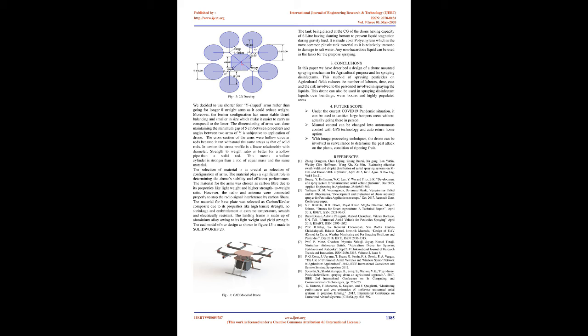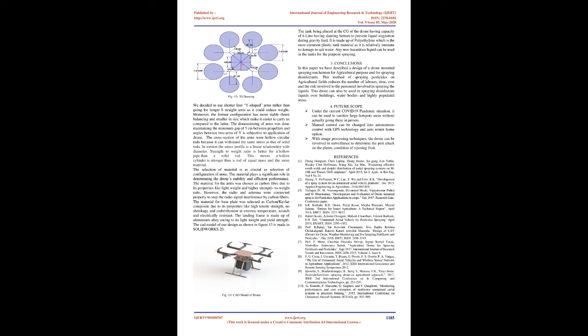The selection of material is as crucial as selection of configuration of arms. The material plays a significant role in determining the drone's stability and efficient performance. The material for the arms was chosen as carbon fiber due to its properties like lightweight and higher strength to weight ratio. However, the radio and antenna were connected properly to stop the radio signal interference by carbon fibers.